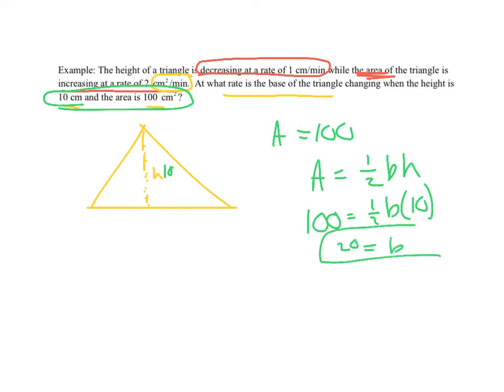Now, we know we're going to need that at some point. That's why I use that information to find it. So I'm going to cross it off and say, okay, I've used that. Let's use something else. They talked about the rate of area. So now I'm going to go back to the area formula and take its derivative.